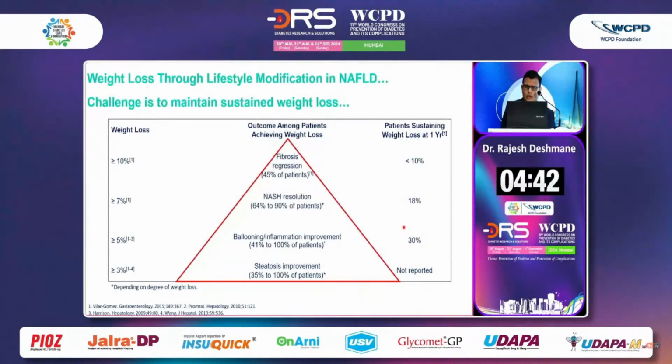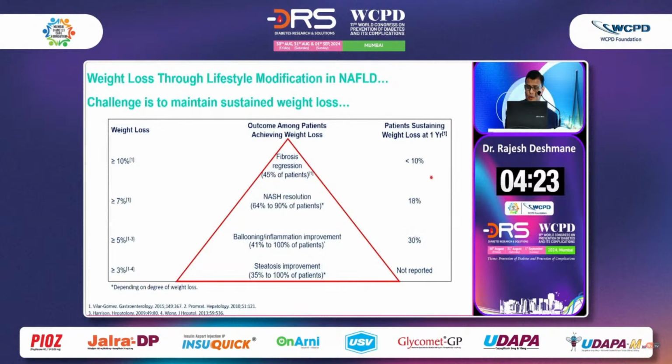Weight loss is a very good method to give benefit in non-alcoholic fatty liver disease. But the important thing, if you look at the data, is that more than 10% weight loss can reduce fibrosis in 45% of patients. More than 7% weight loss reduces NASH, hepatitis, in 60 to 90% of patients.